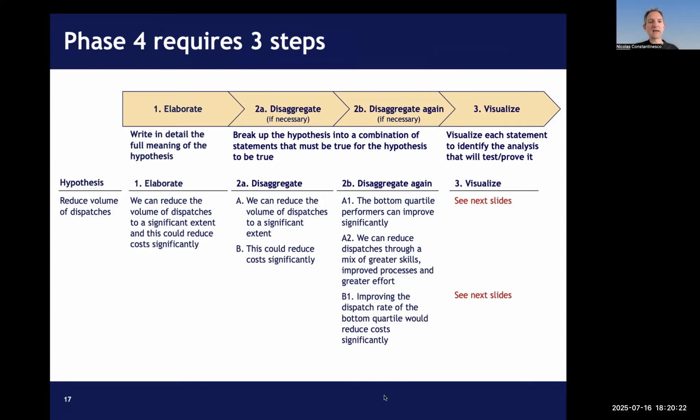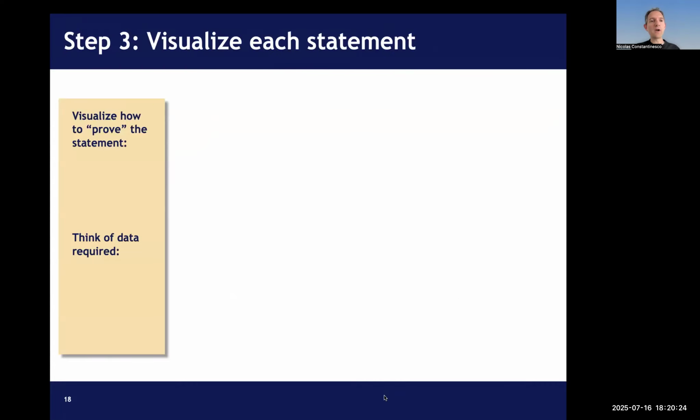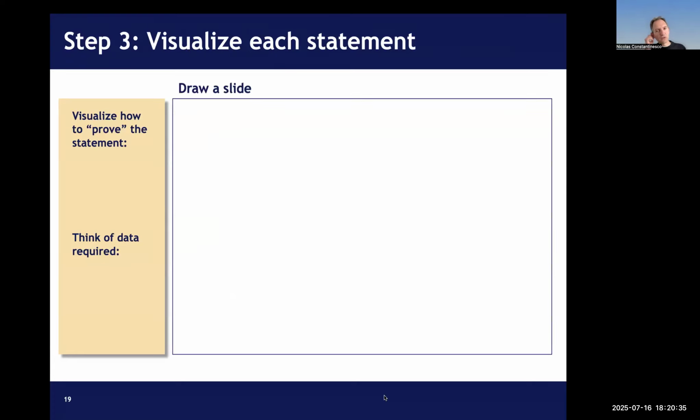So if we take statement A1, the first thing you want to do is draw a slide. You can do this in PowerPoint or Miro or any kind of platform. Draw a slide, and then you just write this statement, this component of the hypothesis, right? So the bottom quartile performers can improve significantly. And that's what we want to demonstrate.